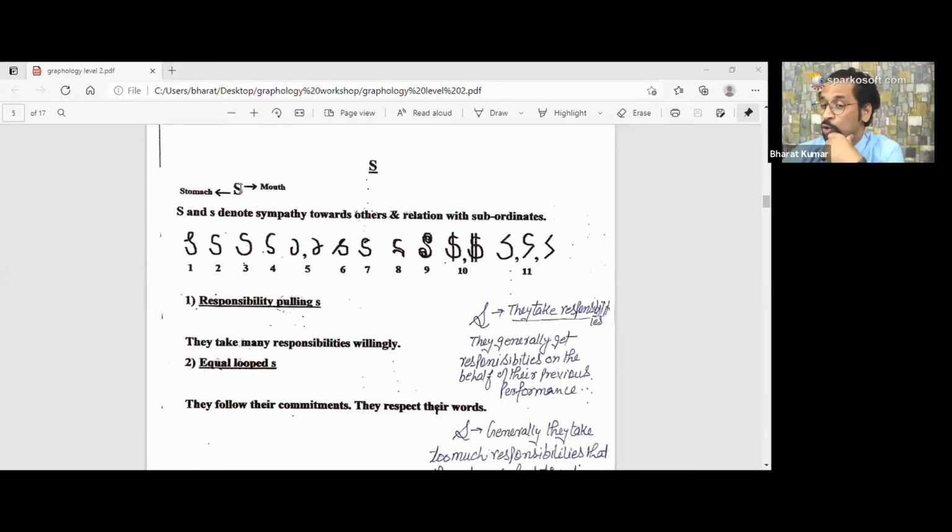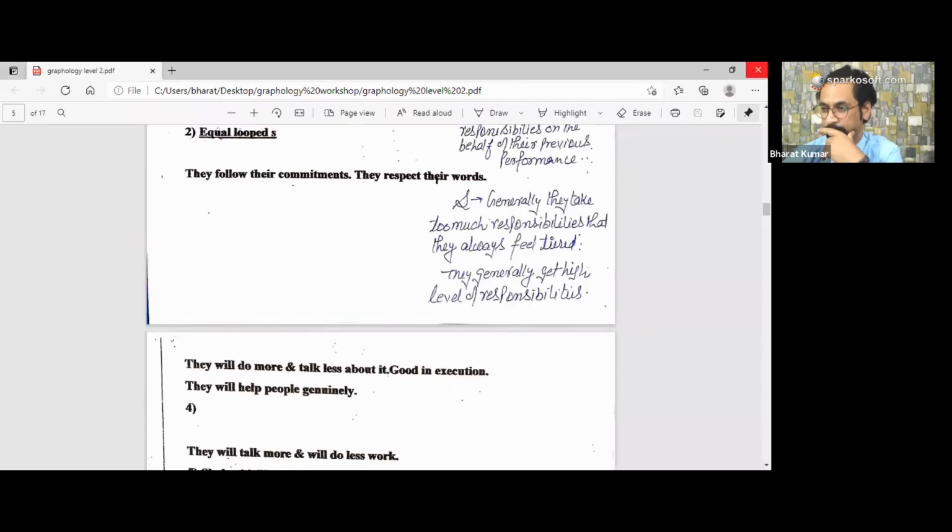Now we are talking about the S character, which tells about sympathy towards others and relations with subordinates. The upper loop of S is known as the mouth and the lower loop of S is known as the stomach. So we will now use these two words: mouth of S meaning the upper side, stomach of S meaning the lower side. Now check, many different types of S are here. Then I will explain these different types of S which I have written here. By mistake, if there is a spelling mistake, please tell me, I will correct it.